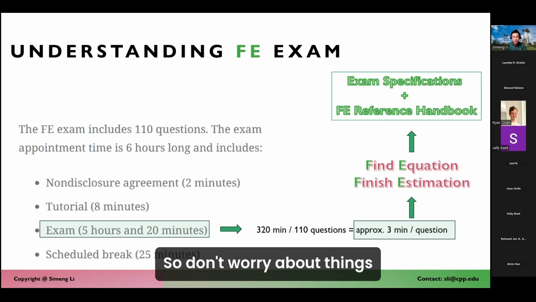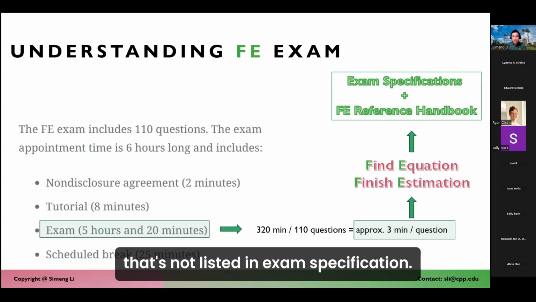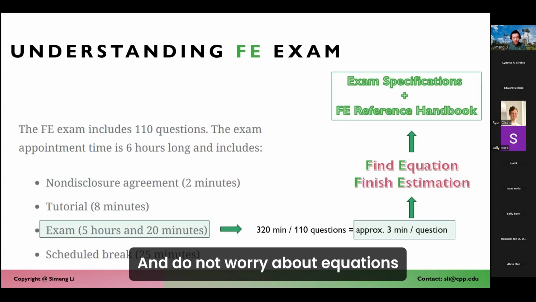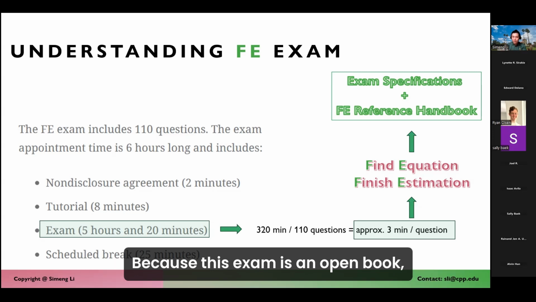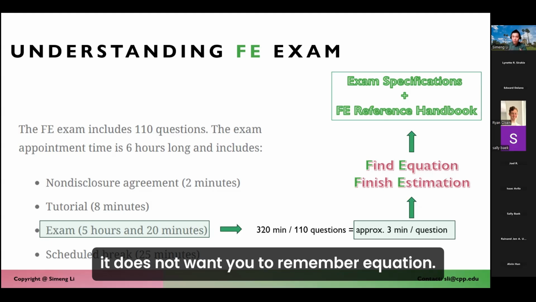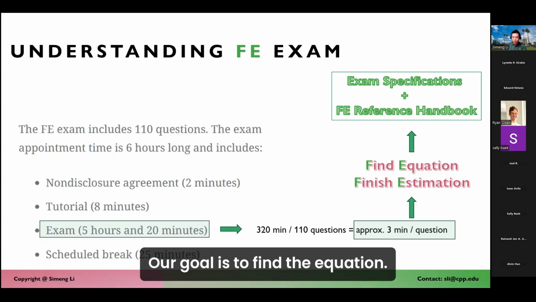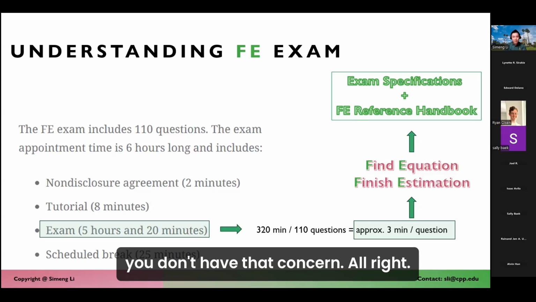So don't worry about things that are not listed in the exam specification, and do not worry about equations that you do not see in the FE reference handbook, because this exam is open book. It does not want you to remember equations. Our goal is to find the equation. If you don't find the equation, you don't have that concern.